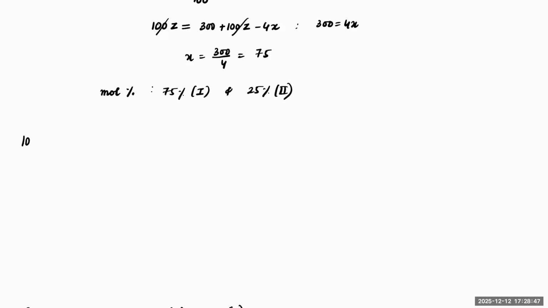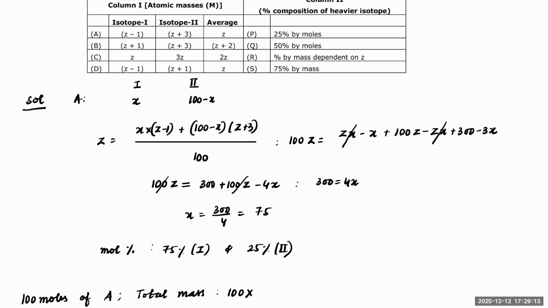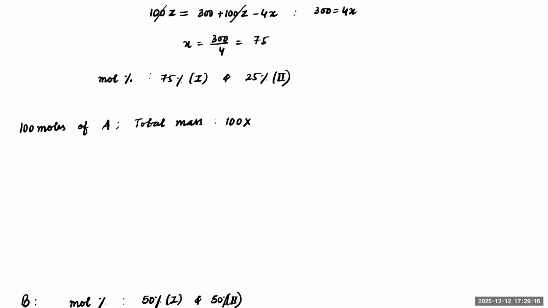You know that I'll take 100 moles to start with, 100 moles of A. And then I calculate the total mass of it. The total mass will be 100 moles multiplied by the molar mass. Molar mass is how much? Z here. The average given is Z. So that multiplied, this much in grams. So this is the total mass.